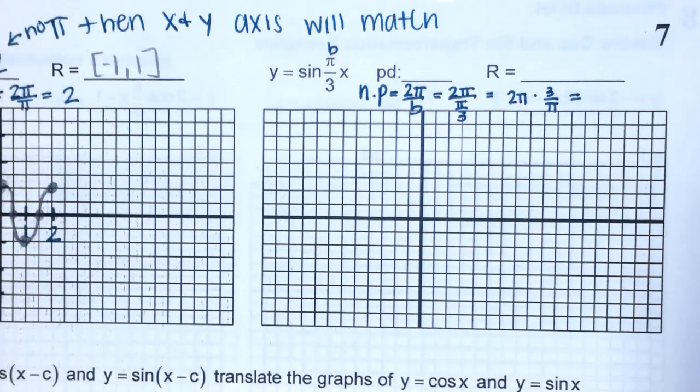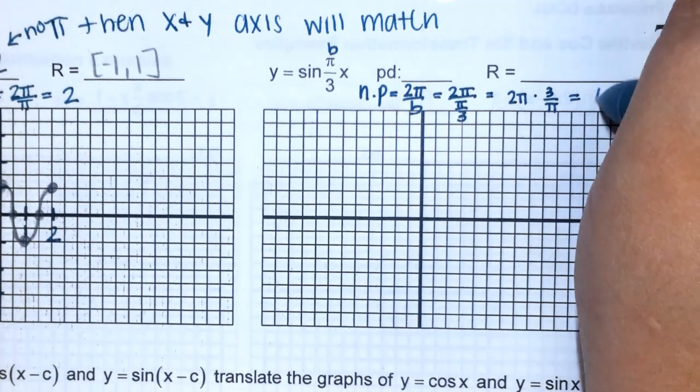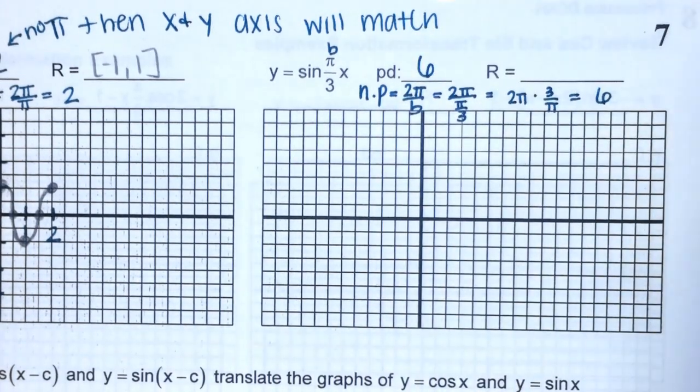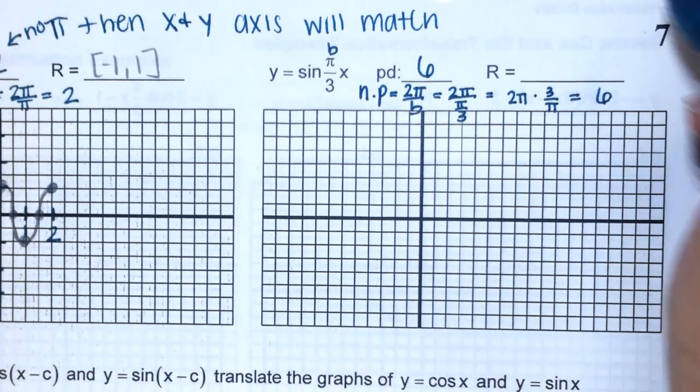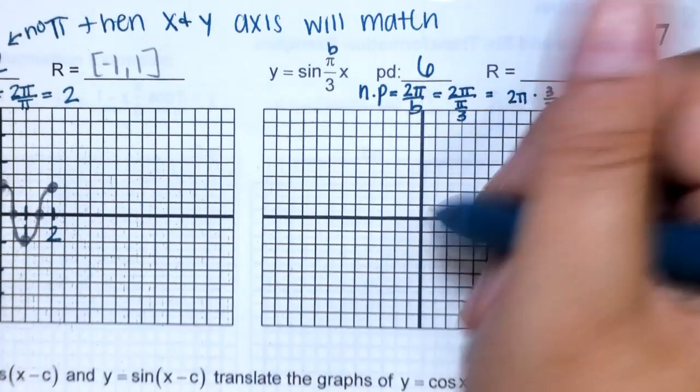What does it equal? 6. My new period is 6. Did y'all get that? Yes. Okay. So, is there a pi in that? No. So what do I do? Match it on the y-axis.